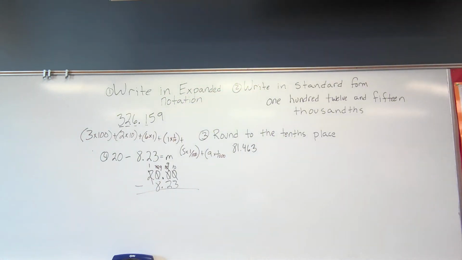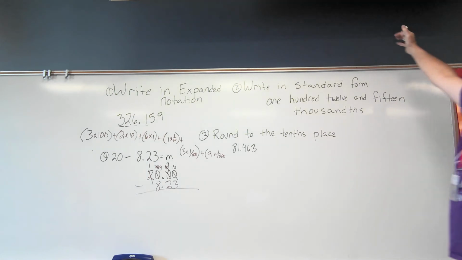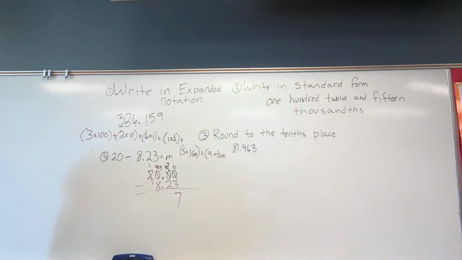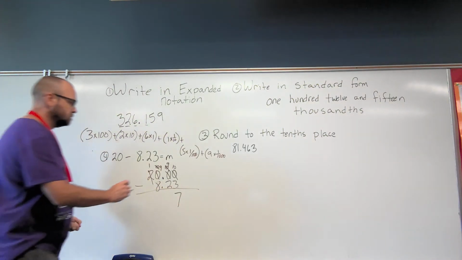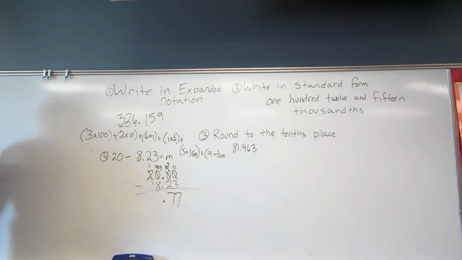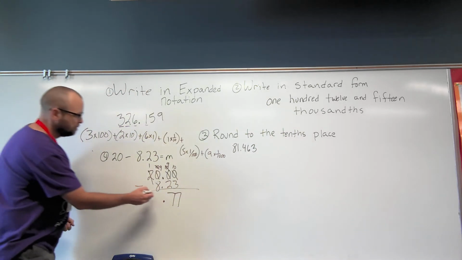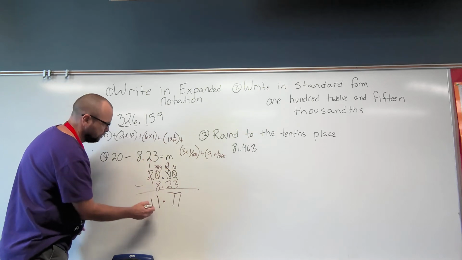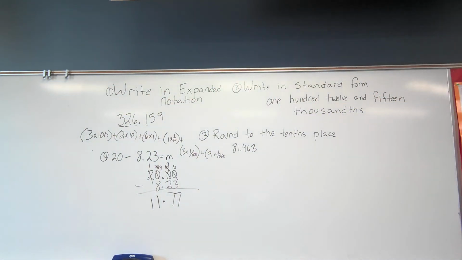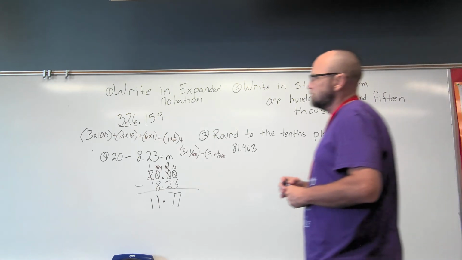Now, I can subtract. And I have 10 subtract 3 is? 7. 9 subtract 2 is? 7. Decimal point comes straight down. 9 subtract 8 is? 1. And then I've got nothing there. So 11 and 77 hundredths.